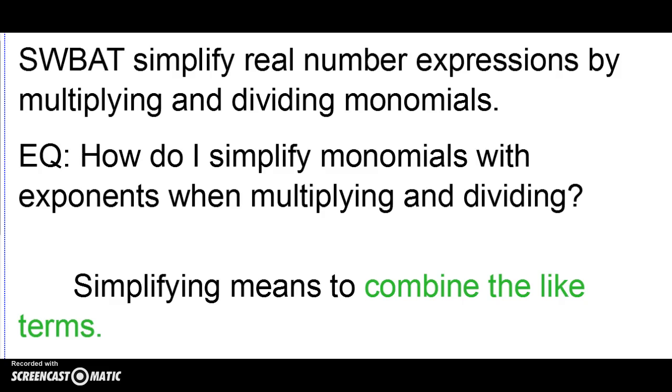All right, simplifying, your vocabulary word today, means to combine the like terms. And then monomials, I didn't put this in your notes because to me it was just a little bit vague. When they say monomials, it just means a number with a variable, or a number or a variable multiplied together. So just keep that in mind. Monomials can be kind of a broad general rule.